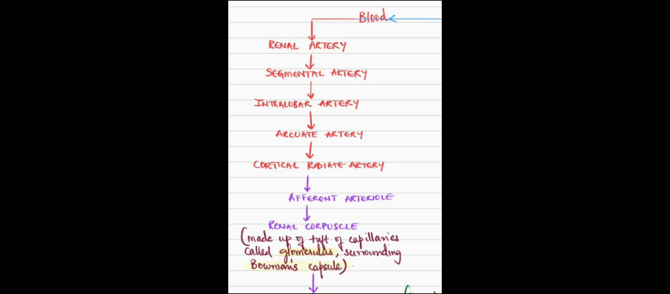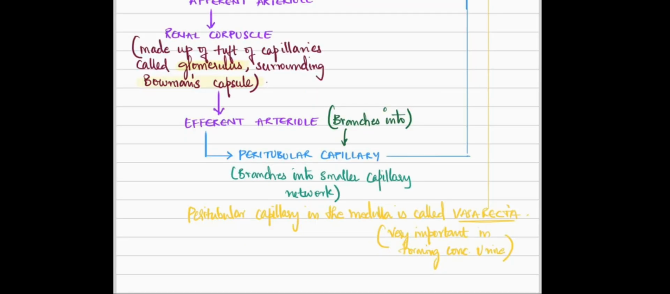So what is the renal corpuscle? It is a tuft of capillaries called the glomerulus and the surrounding Bowman's capsule. And from here, the blood exits the glomerulus through the efferent arteriole, which again branches into the peritubular capillaries. These are the smaller capillary networks. So these peritubular capillaries in the medulla, as we discussed earlier, are called the vasa recta.